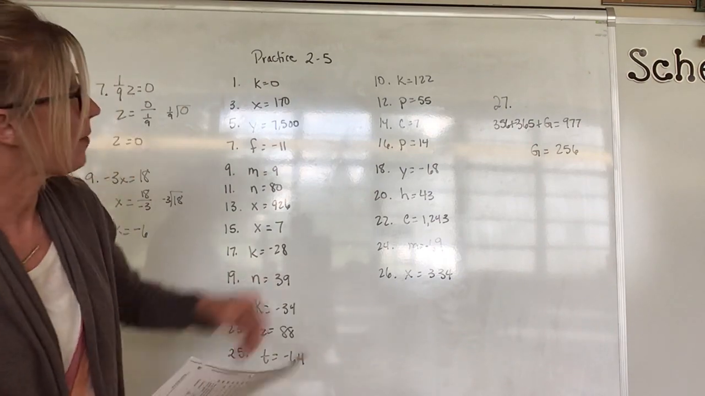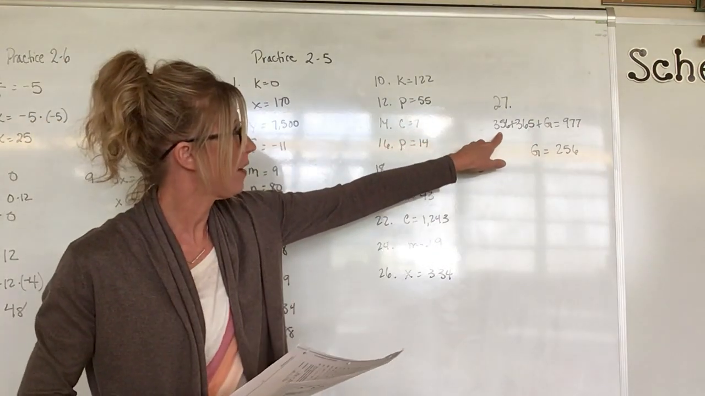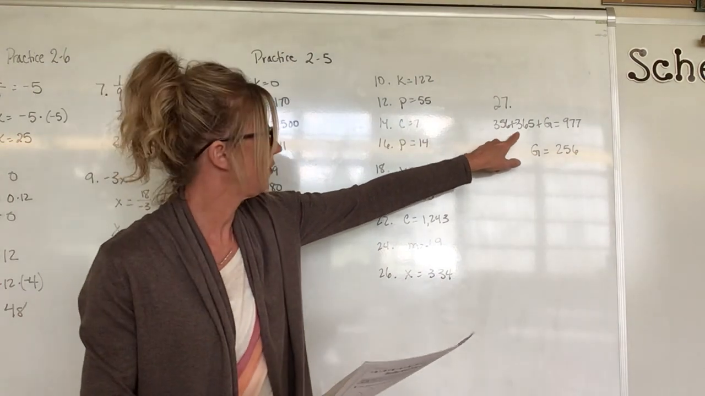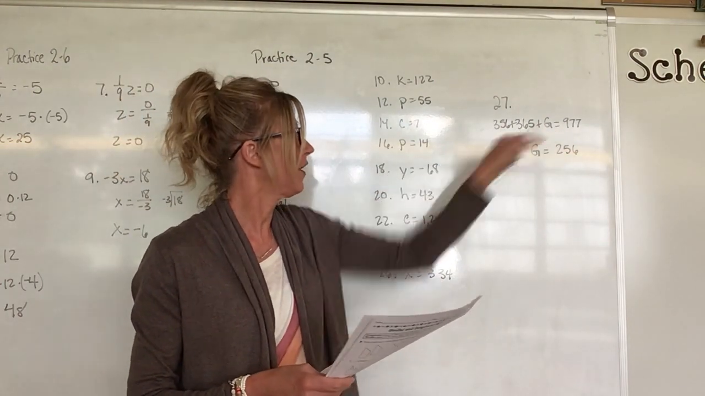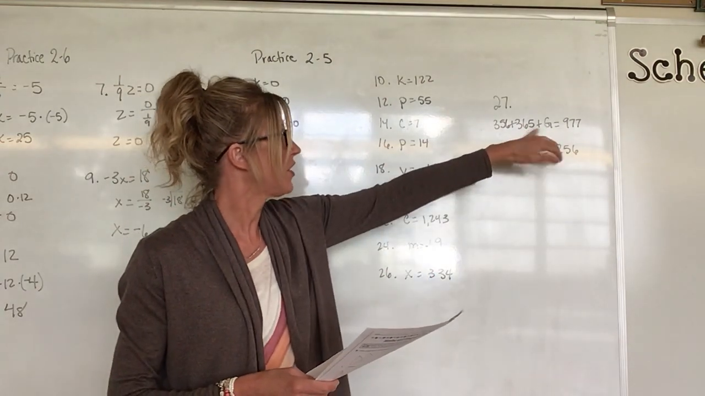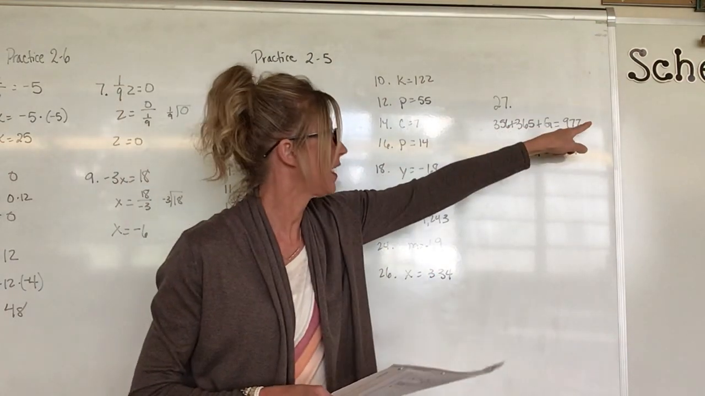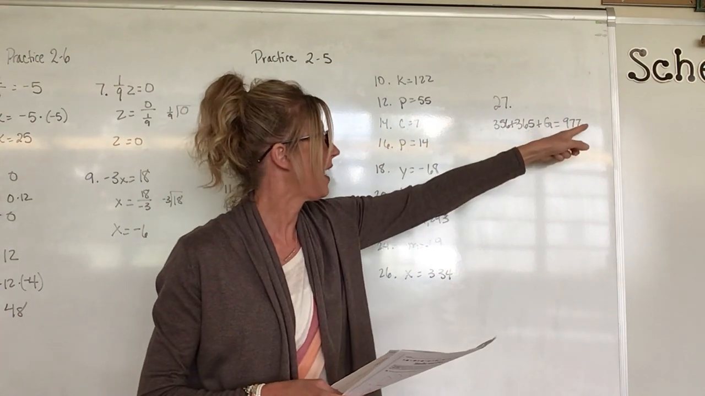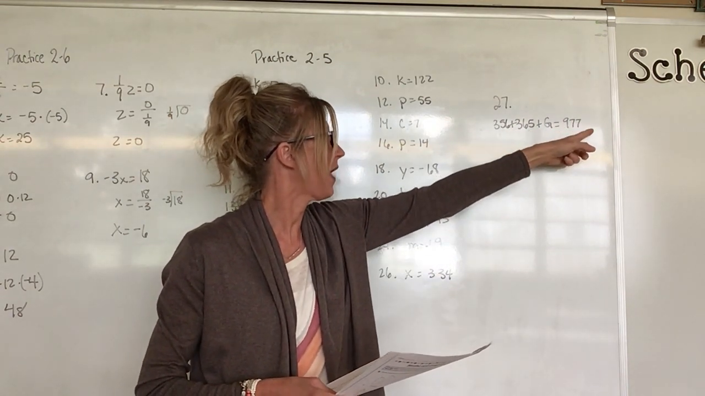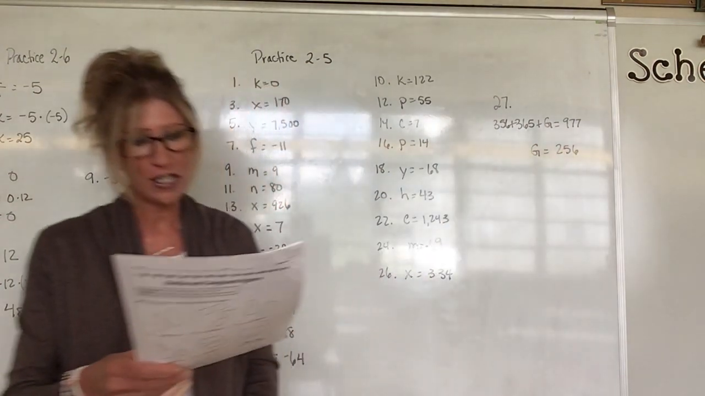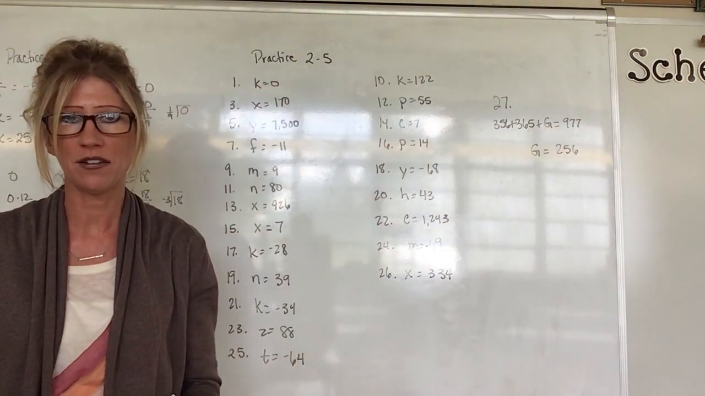Okay, that little number at the bottom, number 27, this is how I'd set it up. 356 plus 365 plus G, what we don't know, equals 977. I'm going to solve for G, so I'm going to add these two together, then take them over to this side. That will become a negative on the other side, so I'll take 977 and subtract that number, and I should have G equals 256.